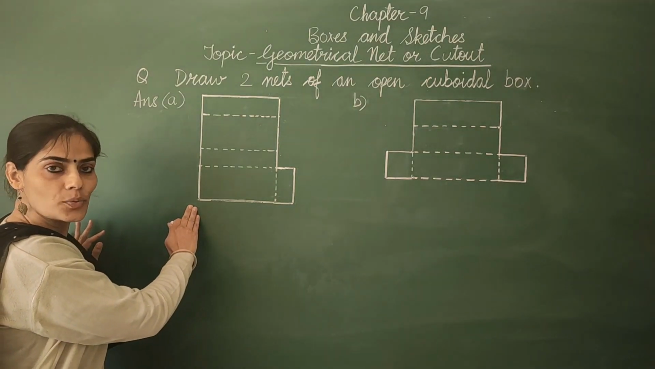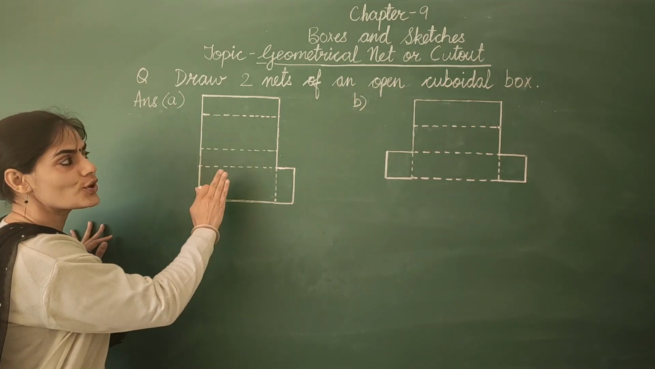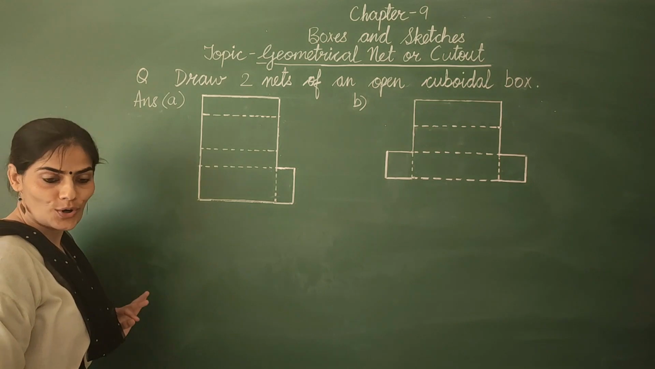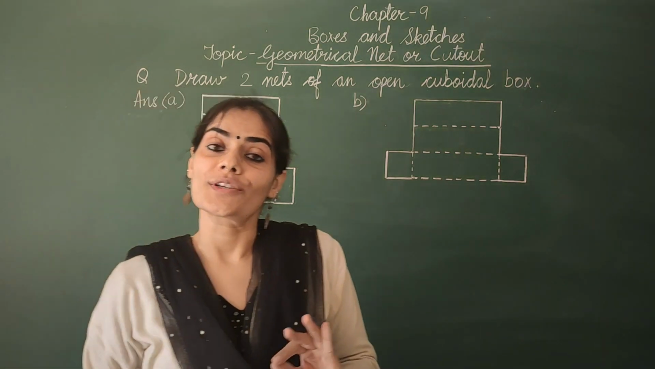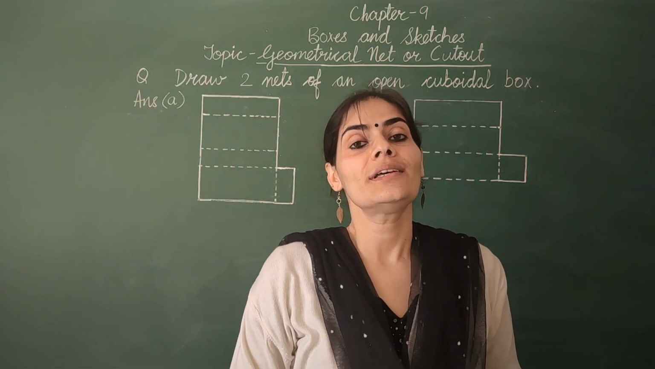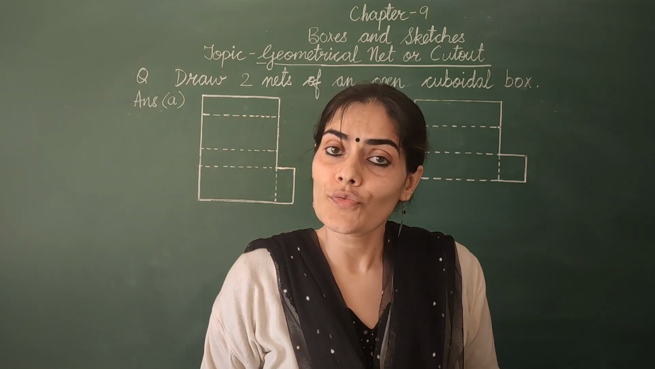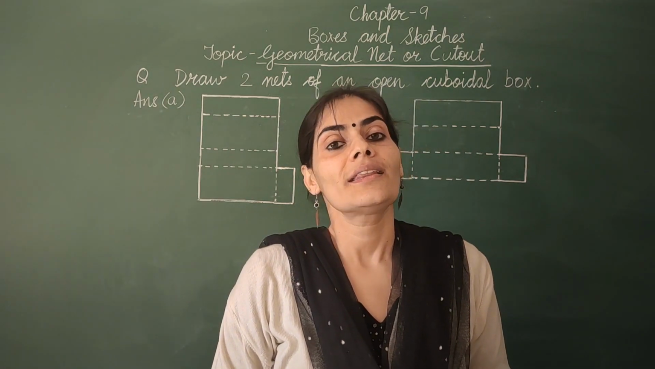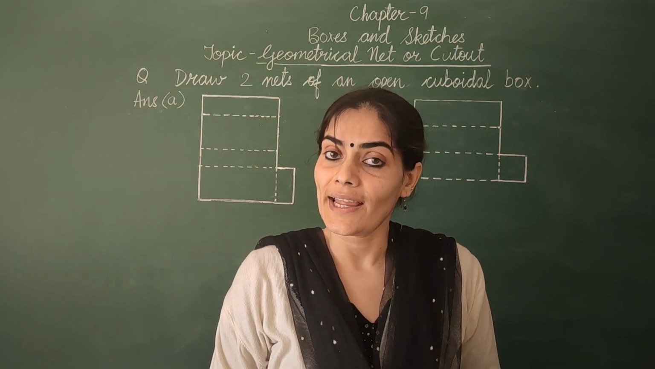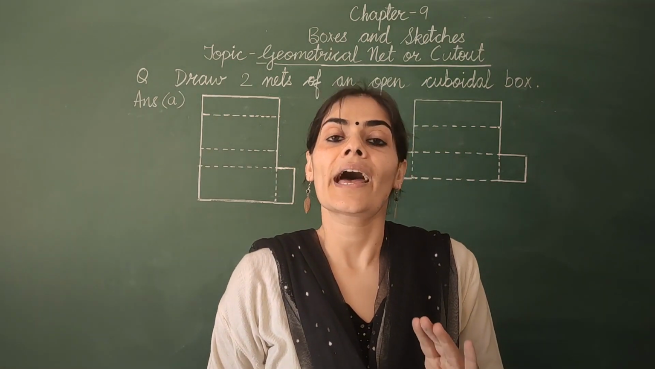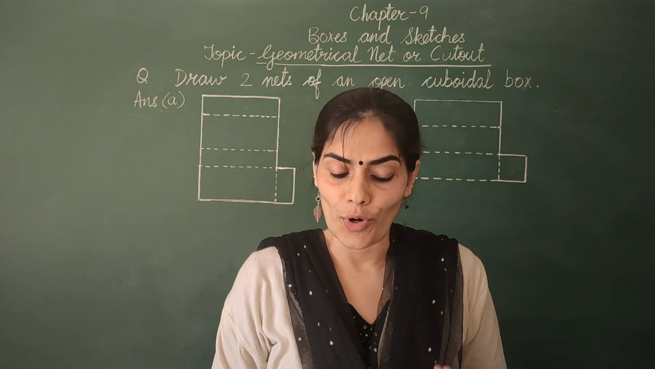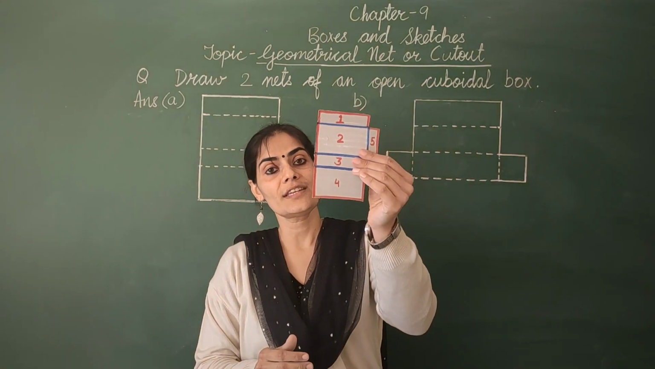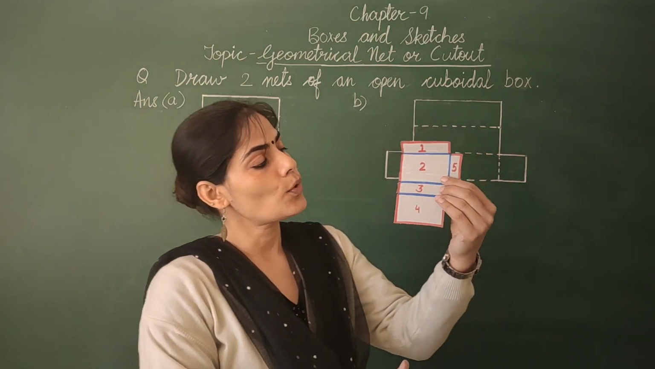Students, in the second question, we are asked to draw 2 nets of an open cuboidal box. Now, what is an open cuboidal box? When out of the 6 faces, any one face is missing, then if we fold that net, we will get an open cuboidal box.